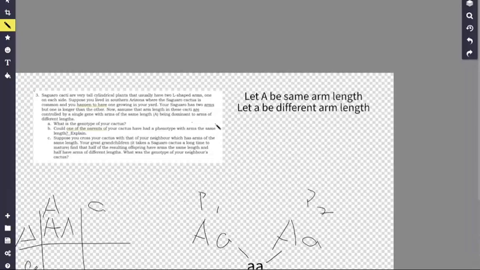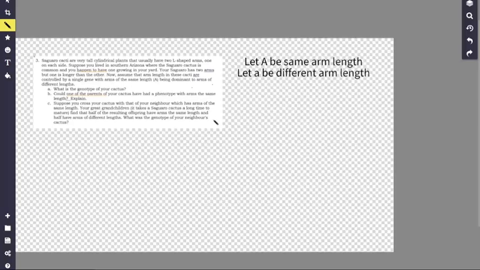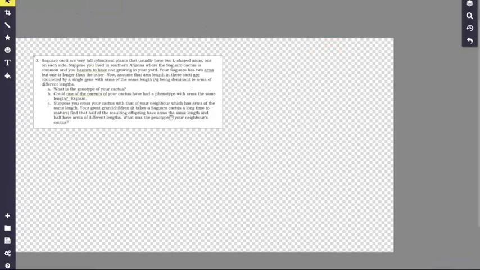Suppose you cross your cactus with my neighbor's, which has arms of the same length. Your great-grandchildren, so I probably died by then. Unfortunate. So my great-grandchildren take the sacred cactus a long time. Okay. It finds that half of the resulting offspring have arms of the same length, and half have different lengths. So what was the genotype of my neighbor's cactus?